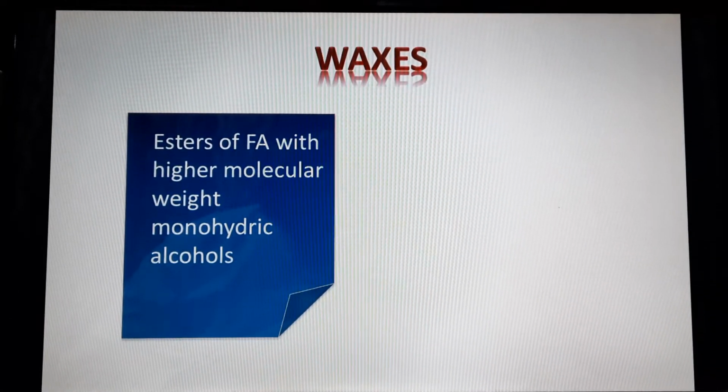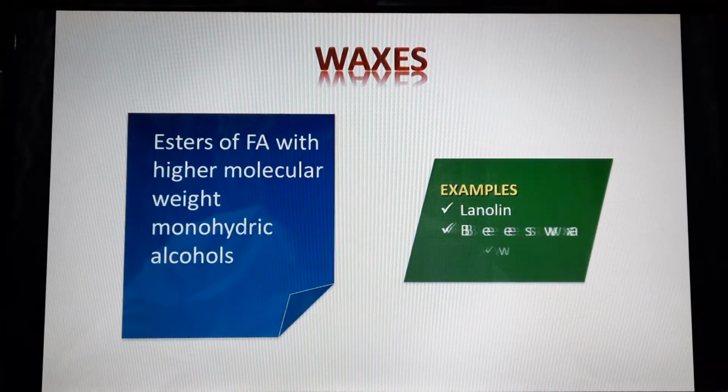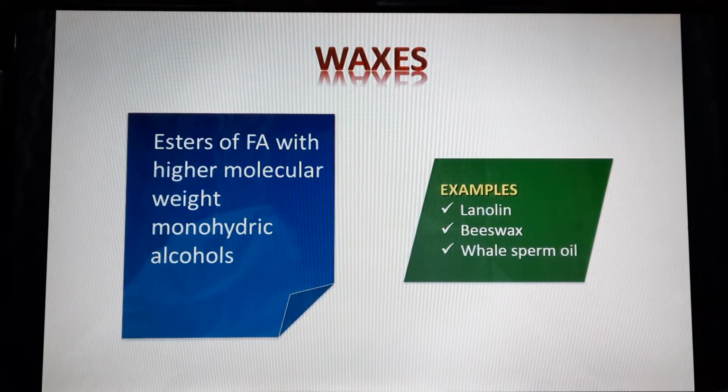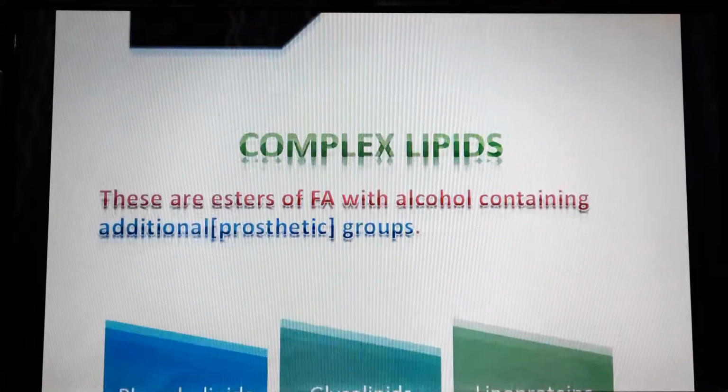Waxes are basically esters of fatty acids with high molecular weight alcohol. Examples are lanolin, beeswax, and whale sperm oil.